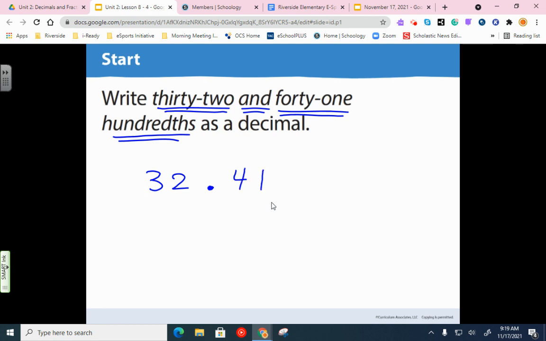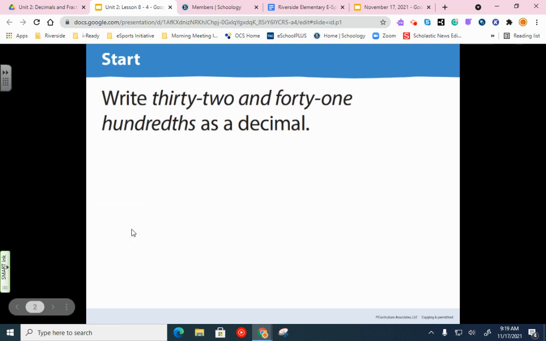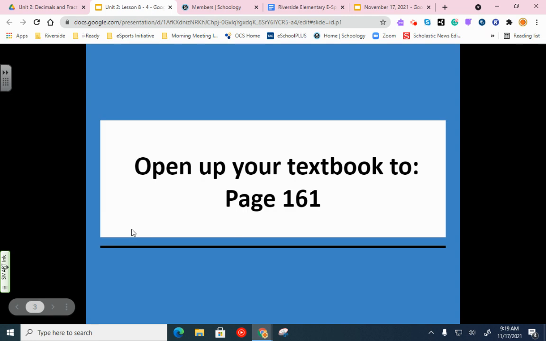So let's try that out. And that is right there in the hundredths. So that's 32 and 41 hundredths. Again, a lot of this is review, so I won't spend too much time on a lot of this stuff.